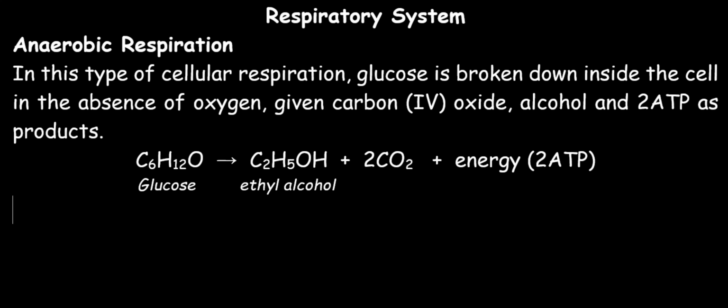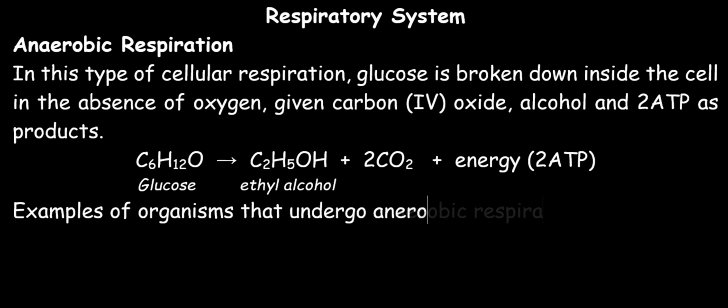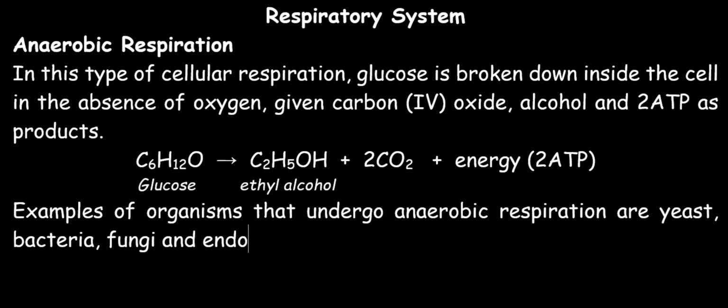Anaerobic respiration is actually a type of cellular respiration. The other type of cellular respiration is the aerobic respiration. And in cellular respiration, glucose is actually broken down to release energy. And as we have seen, in anaerobic respiration, glucose is broken down in the absence of oxygen to produce energy and release byproducts like alcohol and carbon dioxide. Examples of organisms that undergo anaerobic respiration are yeast, bacteria, fungi, and endoparasites such as tapeworm and roundworm.